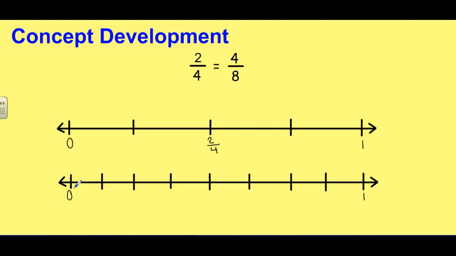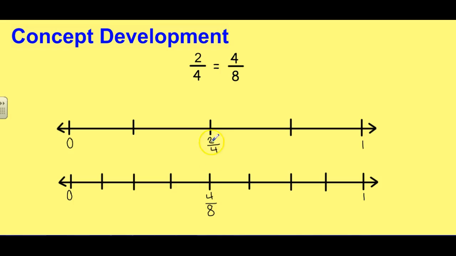Then when we're coming down here to the fraction number line that's divided into eighths, I know that 0 is really the same thing as 0/8. So this next one would be 1/8, 2/8, 3/8, and then 4/8. So I'm going to put that right underneath it. And the way that we tell if fractions are equivalent on number lines is if they're at the same place on the number line, the same point.